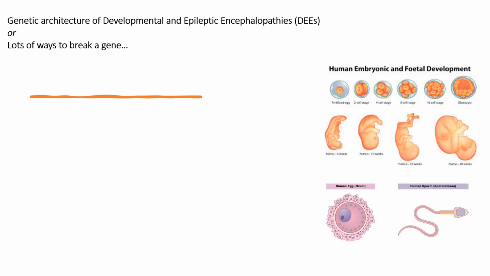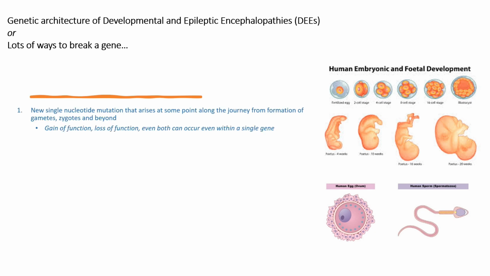And fundamentally, there are lots and lots of ways that we can break a gene, and there are different ways that we need to think about delivering a therapy as a result of those ways that the gene is broken. Probably the thing we're most familiar with is de novo single nucleotide mutations that arise at some point along the journey from formation of the gamete up to and beyond, up to the different stages of the zygote and embryo.